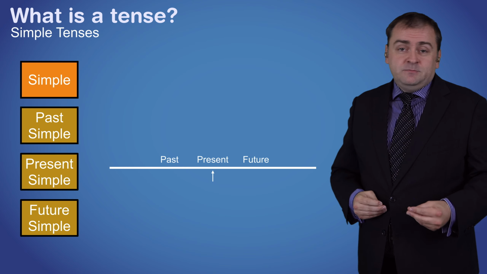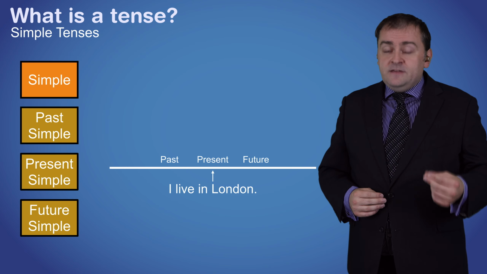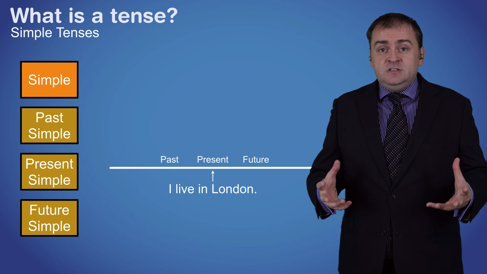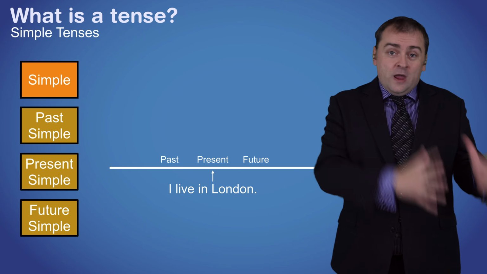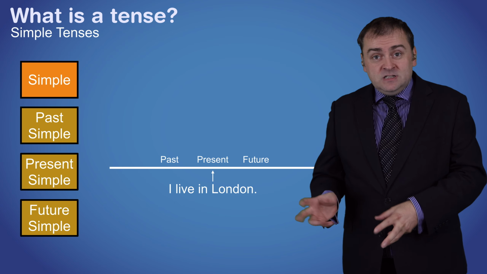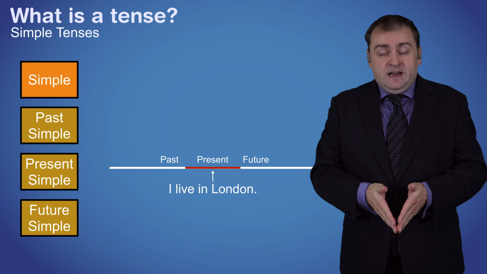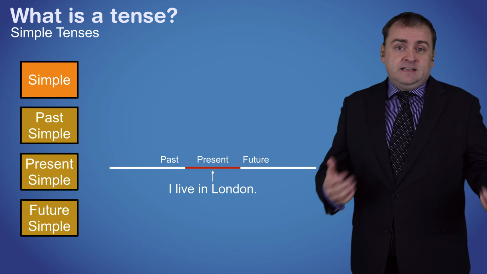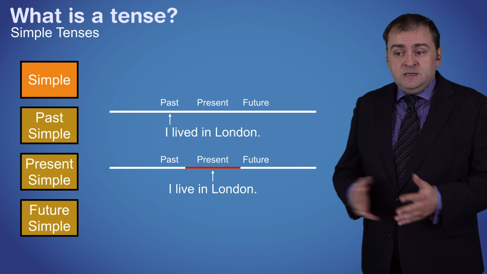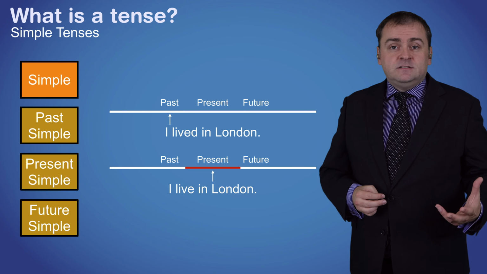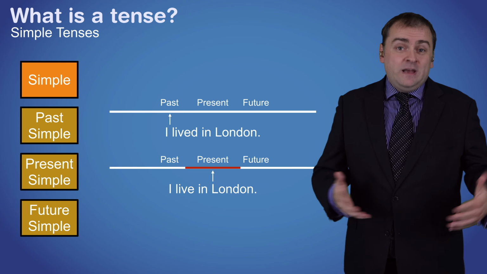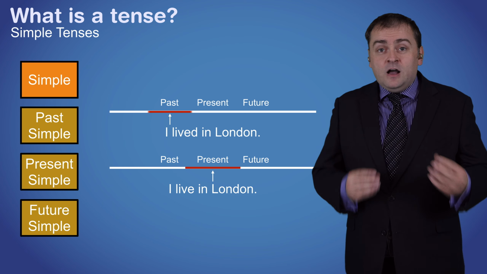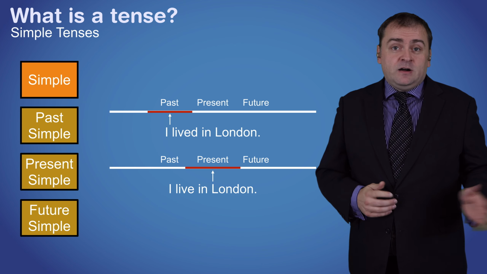in the present simple, you could say, I live in London. By using the simple type of action, it's not important exactly when the action starts or stops. We're just saying that it's true now, in the present. The idea is the same for the past simple, I lived in London. Exactly when it started or finished is not important, only that it happened in the past.